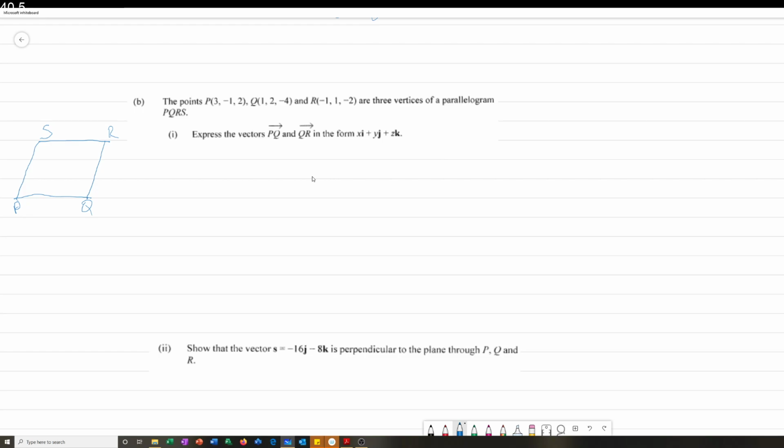Yeah, so now that we are able to visualize the parallelogram, let's find PQ. So PQ is in fact vector PQ is in fact OQ minus OP.